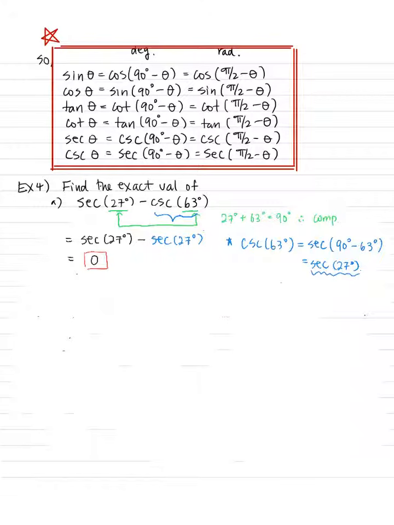So let's take a look at something a little bit more involved. So let's call this one B. So let's see, what can I come up with? So how about secant of 27 degrees? Nah, we just did that one. So let me just change that.